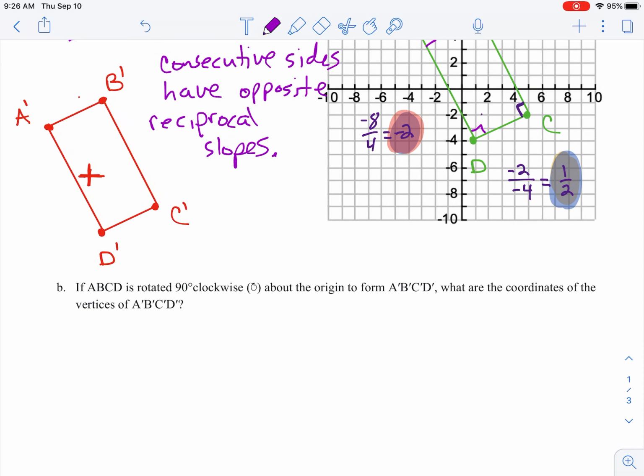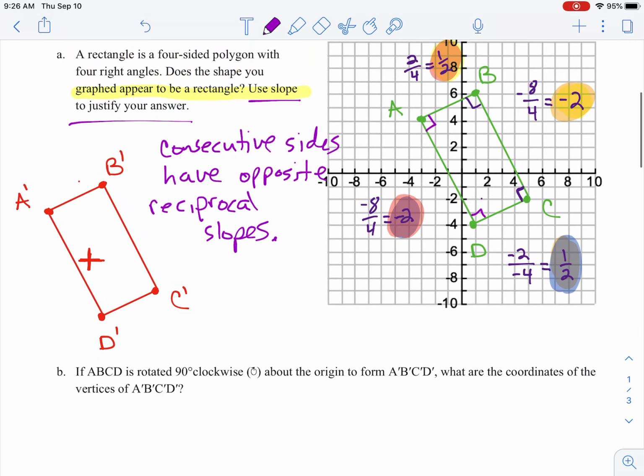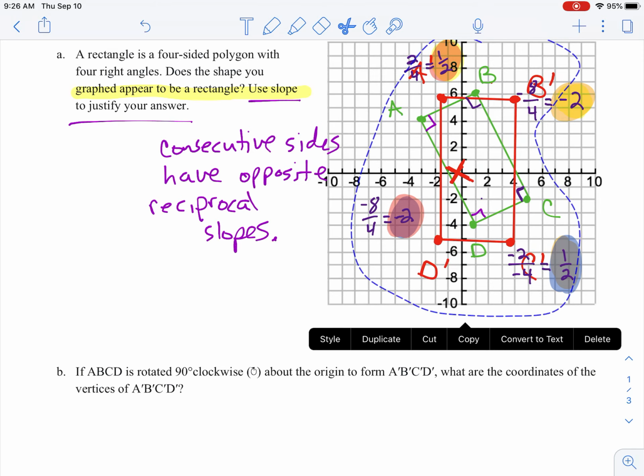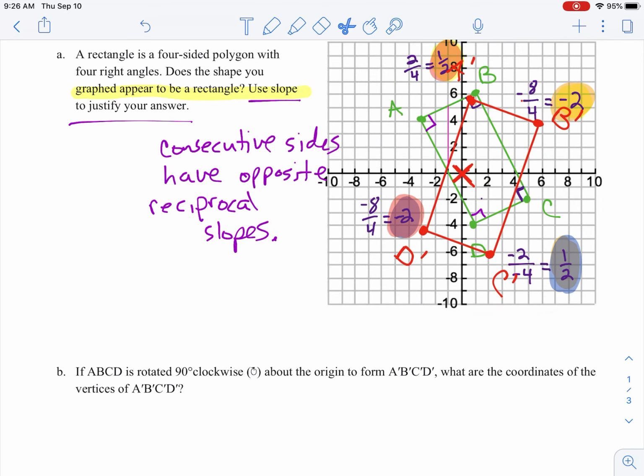Part B is the clockwise rotation about the origin from A prime, B prime, C prime, D prime. What are the coordinates of the vertices? So I created this other triangle over here in the beginning so that we can move it and rotate it. If I set it here and then I want to rotate it 90 degrees, you're going to see that if I turn it this way and I keep that point on my origin, then the 90-degree rotation would be this way.